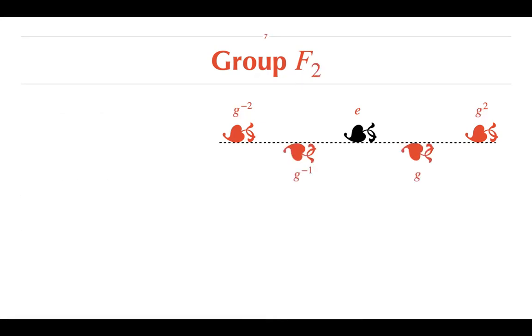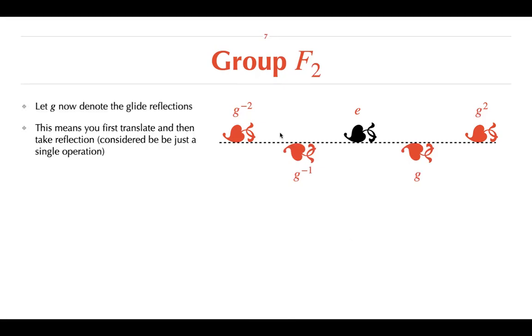Okay. So now let me talk about group F2. So this is what you do. Now I talk about the glide reflections. So what are glide reflections? Glide means you first glide it in this direction and then you take the reflection. So I'm considering these two operations in just one go. So when I'm writing G, I'm doing these two operations in one go, or rather I'm expressing these two operations by G. Okay.